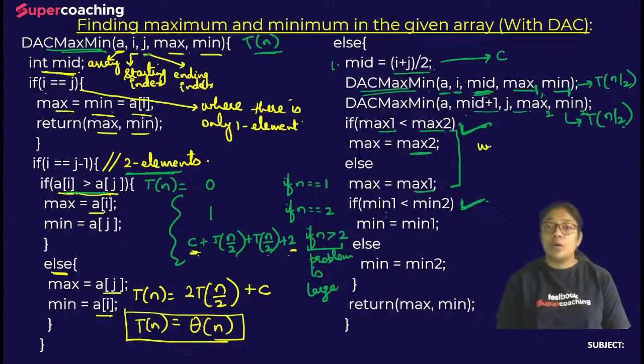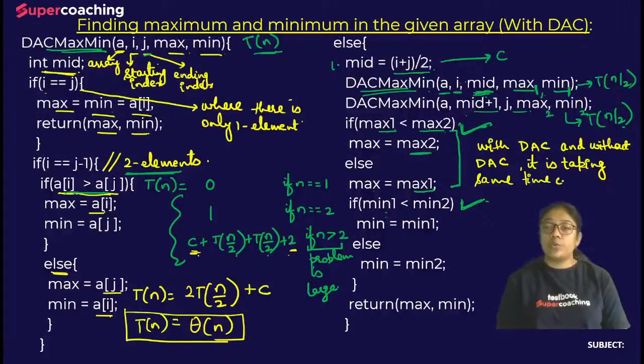So with DAC and without DAC, it is taking the same time complexity. So which approach will be followed and why?